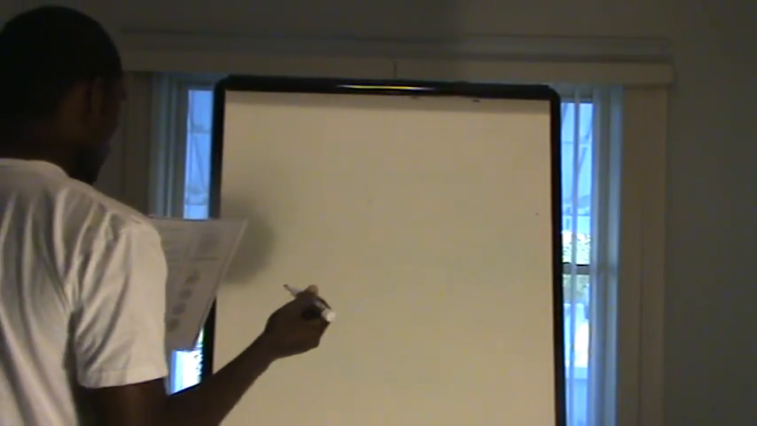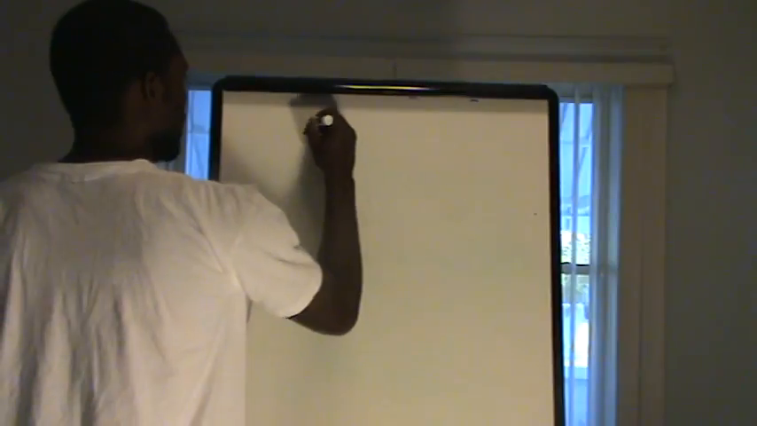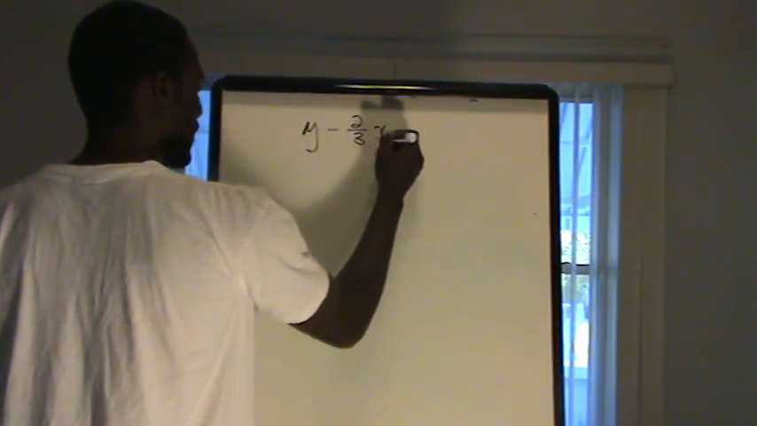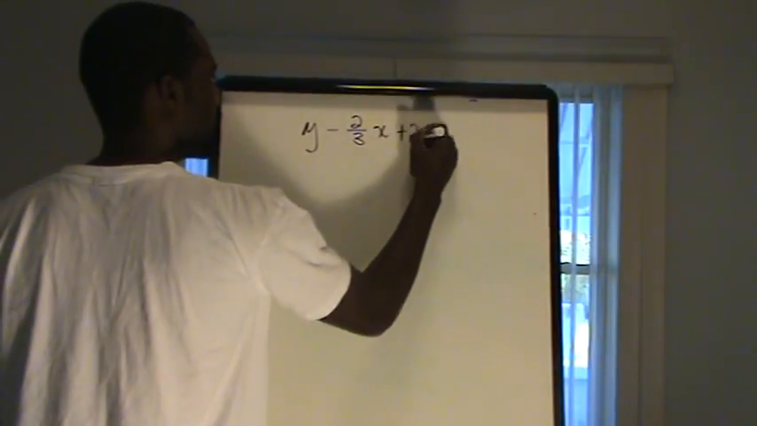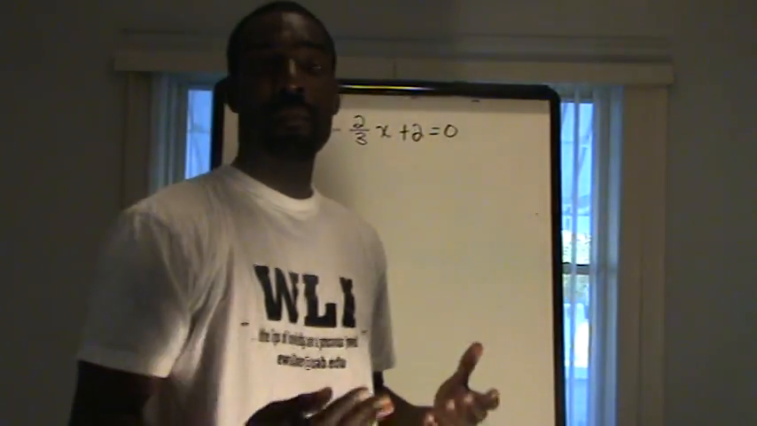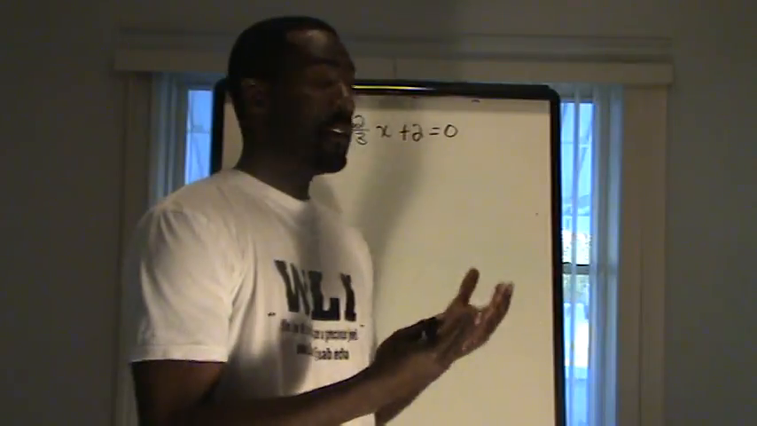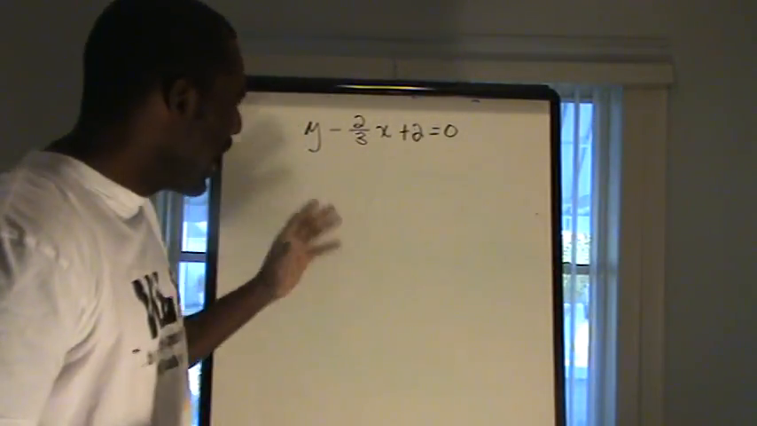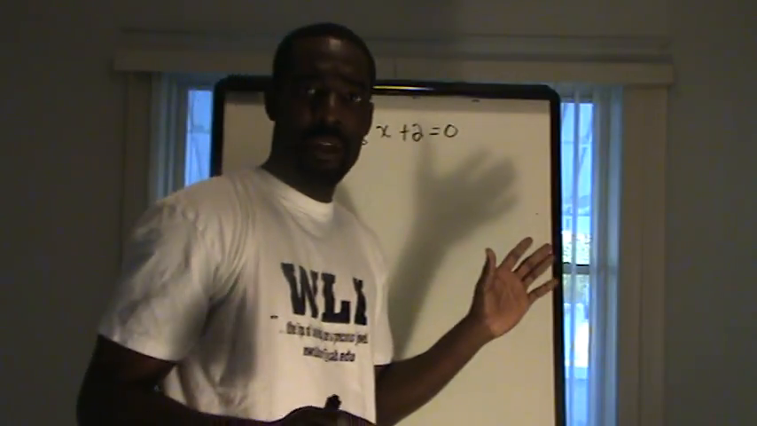Okay, this next example asks us to find the y-intercept of this line. And it says y minus 2/3 x plus 2 equals 0. So if I want to identify the y-intercept, the first thing that I want to do is put this in slope-intercept form, meaning that's the easiest situation here for us to do. Also, I'll talk about two ways we can do this.